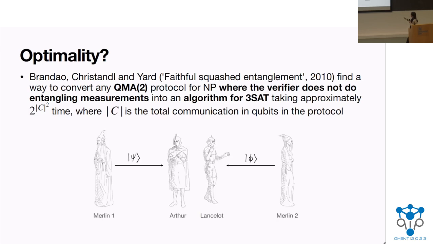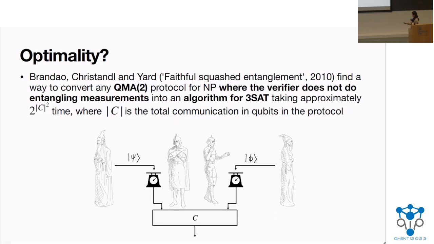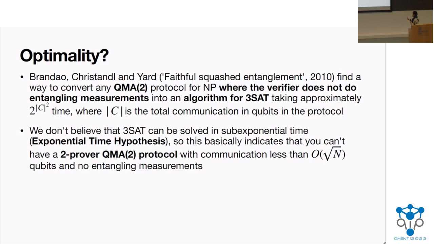Okay, but what do I mean by verifier does not do entangling measurements? You're supposed to have this sort of model in mind. So before, it's the same. You have two Merlins. Each one gives you one state. But now you should imagine that the verifier is also composed of two entities, each of whom receives one of the two states that the Merlins are going to send. So I call them Arthur and Lancelot. You're supposed to imagine that Arthur and Lancelot measure these states that they receive separately, and then they do some sort of classical computation to decide on their decision, but they're not allowed to do entangling measurements that cross these two states.